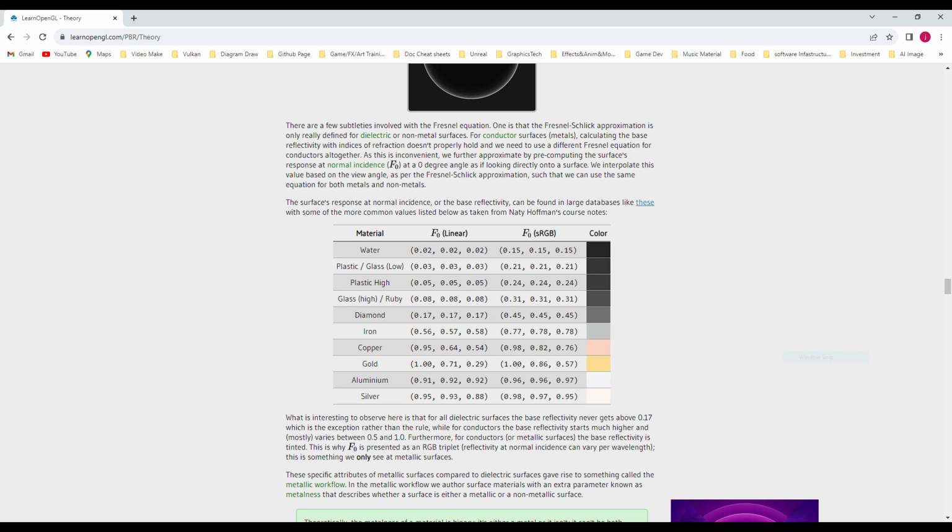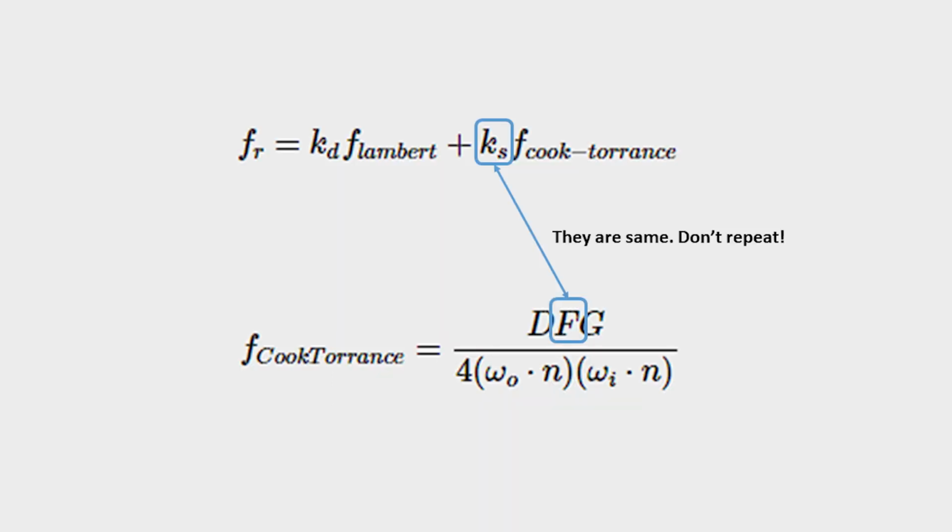If you look at the table closely, you will find out that non-metal dielectric materials are gray and only metals have colors. Besides, the two equations shown in Learn OpenGL are not strictly true. For example, the Ks before the Cook-Torrance term is just the F function in the second equation. So please remember that the Fresnel equation should only appear once in your code.